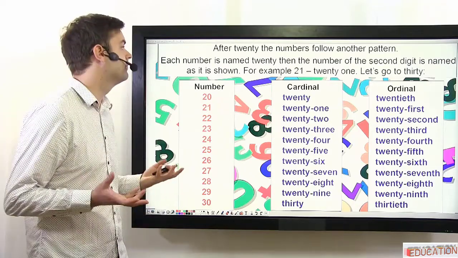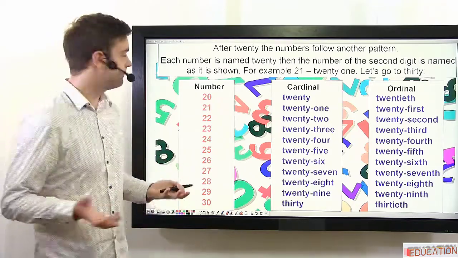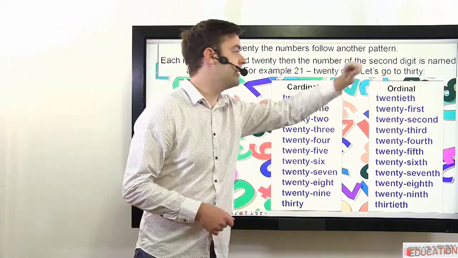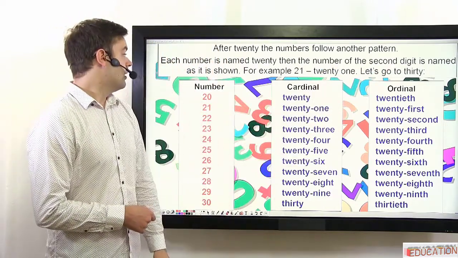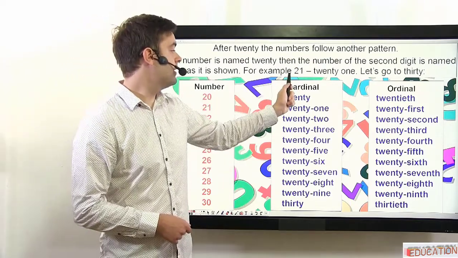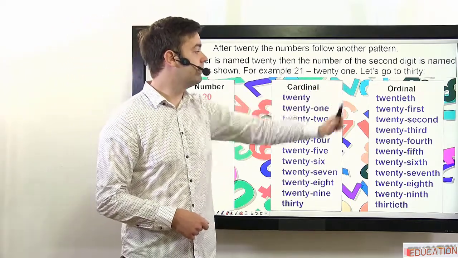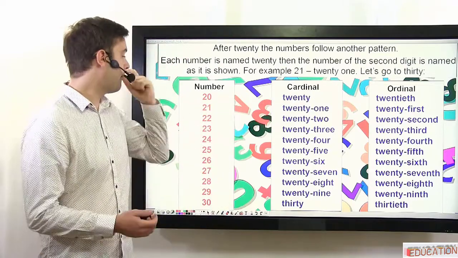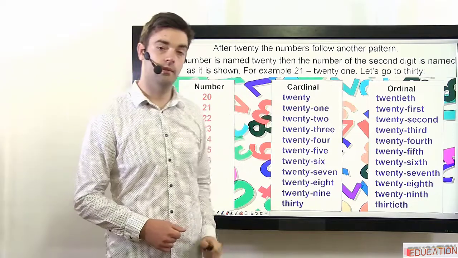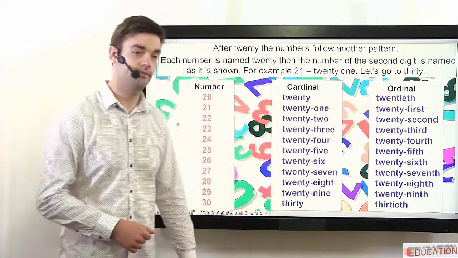So after 20, the numbers follow another pattern. Each number is named 20, and then the number of the second digit is named. So for example, 21. So you've got 20 and 1. 21. Let's go to 30. So 20, 20th.